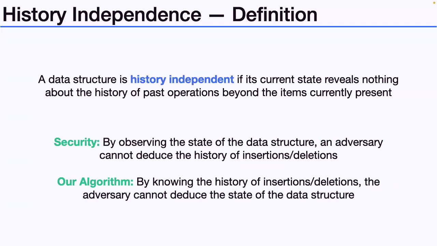So what it used to say is that by observing the state of a data structure, say an adversary gains access, they can't deduce anything about the history of operations. The way that we use it, our adversary is actually the inserter itself. So obviously they can know the entire history because they're creating it. But we kind of reverse the chain and we say by knowing the history of insertions and deletions, the adversary can't deduce anything about the state of the data structure. Meaning if we have a randomized data structure, for instance, they don't know which instance of the distribution we're in.